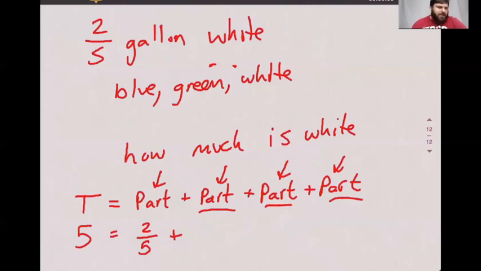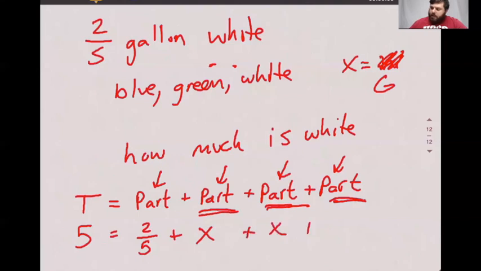Okay, so I can say they're the unknown. So X is going to equal, let's say, the white amount of the 3 parts. So maybe instead of white, I'm going to say it's the green that I put in. Okay, now notice since these 3 parts are equal, I can say X plus X plus X, because the amount of green is the same as the amount of blue, which is the same as the amount of white that I put in. That's going to give me 3X plus 2/5 equals 5. Okay, now I just need to solve that equation.